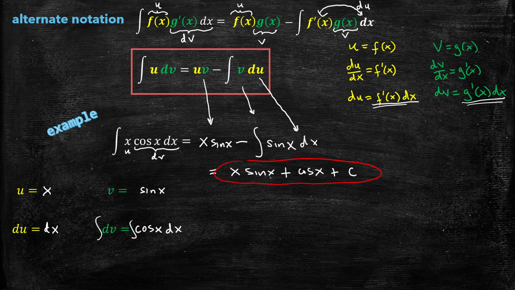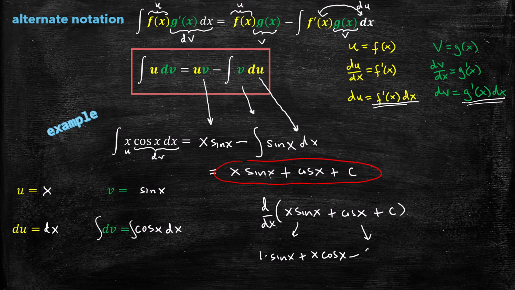But if we'd like to check that we did it correctly, once again, we could take the derivative and make sure we get back to the original integrand. This should feel familiar now. This would be the product rule: 1 times sine x plus x times the derivative of sine x, which is cosine x, minus sine x, because the derivative of cosine x is negative sine x, and then plus 0. And once again, sine x cancels with sine x. We're left with x cosine x, which was our integrand to begin with.